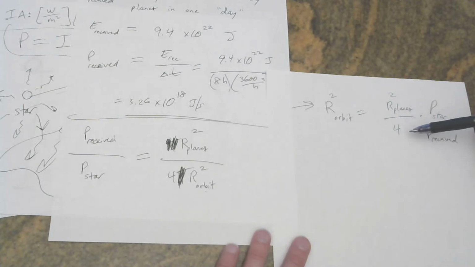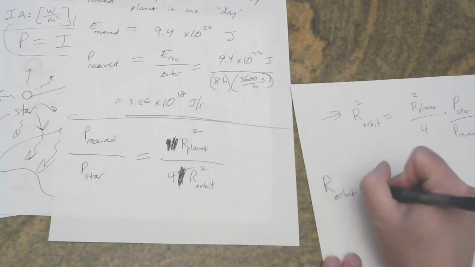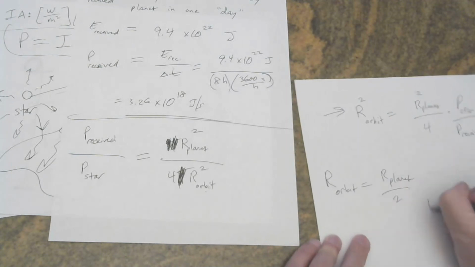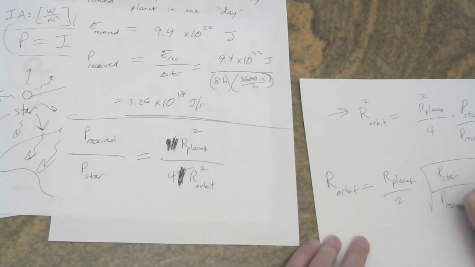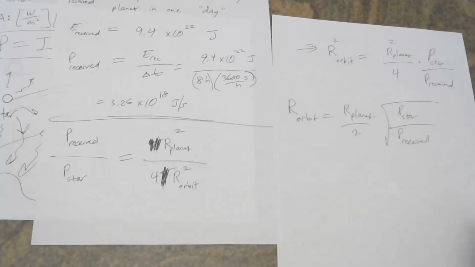4 turns into a 2. And here we'll have to put a radical sign. So the radius of the orbit of this planet around its host star is R planet over 2 root power put out by the star divided by power received by the planet. And they're asking us at the end to express this distance, not in meters, because it's going to be a ginormous number that's inconvenient to use. Convert it into astronomical units. 1 astronomical unit is the average distance between Earth and Sun.